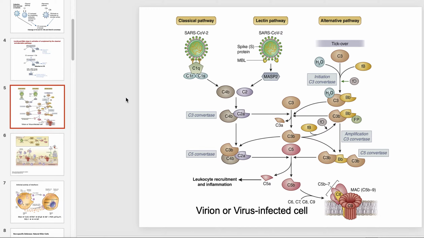So here's an overview with specific respect to SARS-CoV-2. The classical pathway is shown here, in which antibodies have been produced against the virus, and that allows the C1 complex to form on the surface, and that in turn stimulates the formation of C3 convertase that you see here.